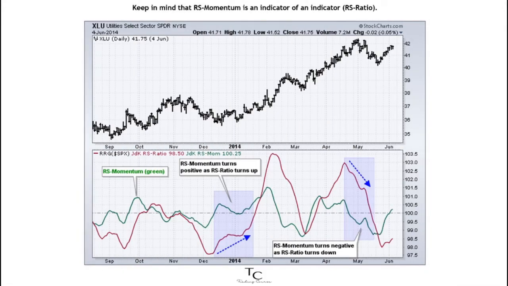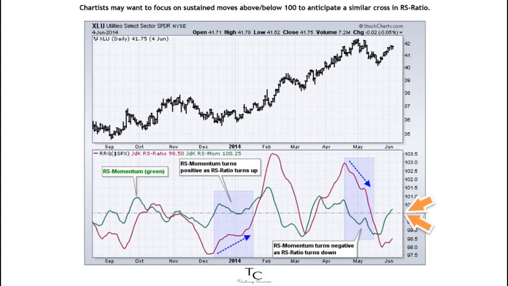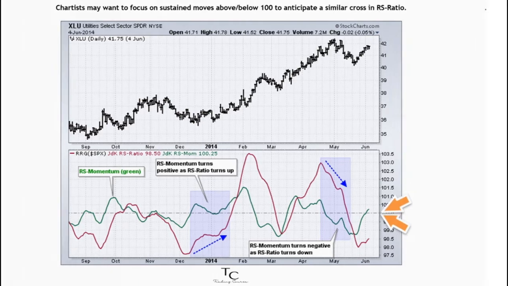Keep in mind that RS momentum is an indicator of an indicator, RS ratio. Furthermore, as a momentum indicator, it will move above and below the 100 level often. Chartists may want to focus on sustained moves above or below 100 to anticipate a similar cross in RS ratio.